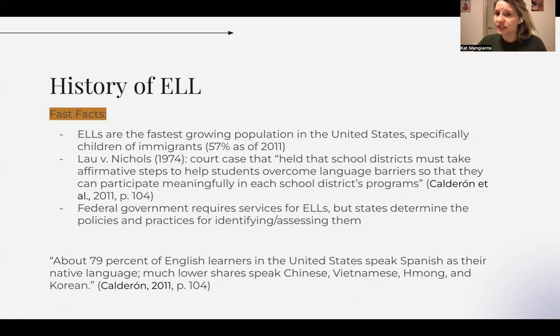So, this means that it is a school district's responsibility to educate all of their kids and to make sure that every student is able to access the curriculum, even the ones who don't speak the language. Additionally, the federal government requires services for ELLs, but states determine the policies and practices for identifying and assessing them. So states don't necessarily all do this the same way.